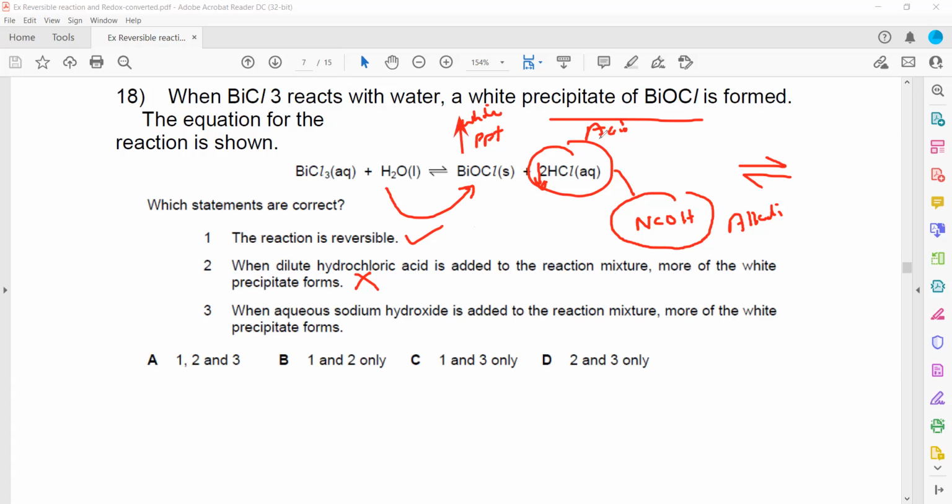So aqueous sodium hydroxide is added. When we add sodium hydroxide, it will react with HCl, so the amount of HCl will decrease. Whenever the amount of product decreases, the equilibrium shifts to balance. So equilibrium shifted towards the right, and more product will start to form. So statement 1 and statement 3 are correct. That's why C is the right answer.